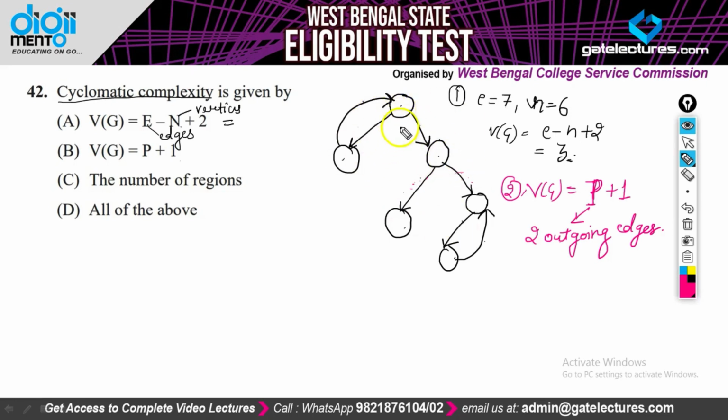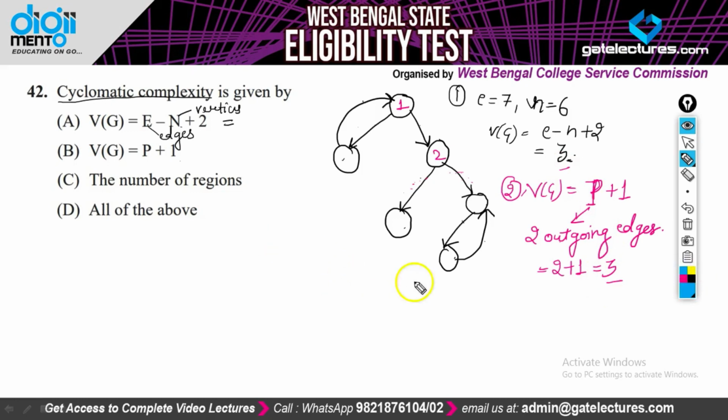So how many predicate nodes are there? This one is a predicate node first. It has 2 outgoing edges. This one is also a predicate node. It has two outgoing edges. This one is not a predicate node because it has only one outgoing edge; this one is an incoming edge. And this one is also not a predicate node because it has one incoming edge and one outgoing edge. So we got 2 predicate nodes. So it's 2 plus 1 equals 3. So we are getting the same answer as the first one.